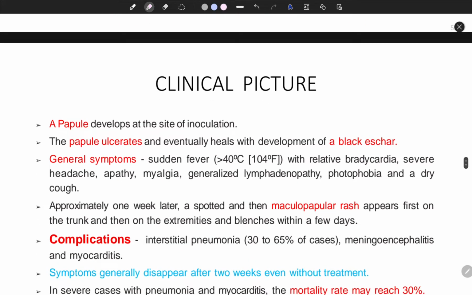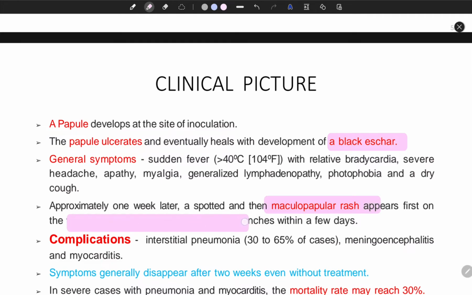Now, clinical picture. A papule develops at the site of inoculation. The papule ulcerates and eventually heals with development of a black scar. In general symptoms, sudden rise in fever more than 40 degrees with relative bradycardia, severe headache, apathy, myalgia, generalized lymphadenopathy, photophobia and dry cough. Approximately 1 week later, a spotted and then maculopapular rash appears, first on the trunk and then on the extremities. It blanches within a few days.